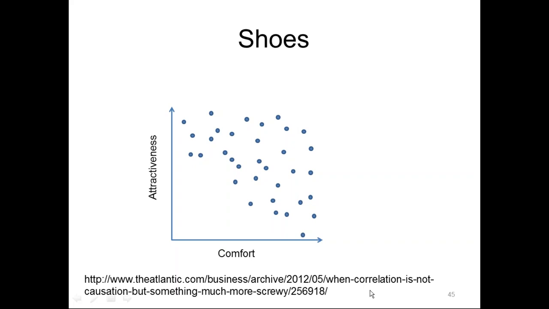The article is called When Correlation is Not Causation, but Something Much More Scurvy. Right. So this is the example of the author. They're talking about shoes, right? If you look at shoes that are in the store, shoes that people wear, there's sort of this inverse association between attractiveness and comfort, right? So comfortable shoes tend to be less attractive than uncomfortable shoes.